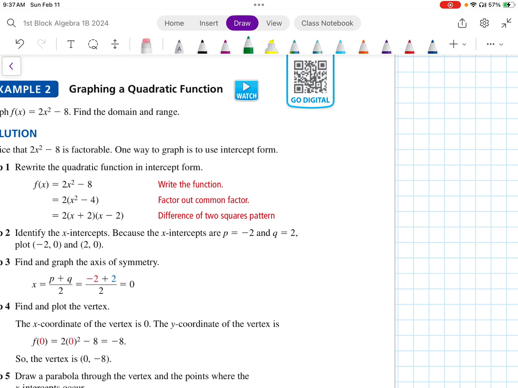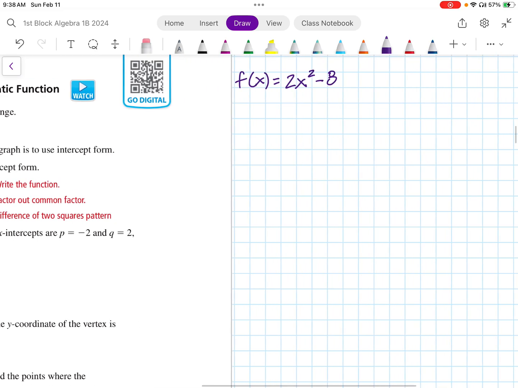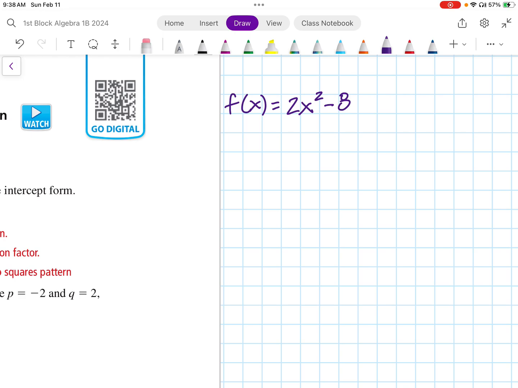Okay, so our problem is, what color? I'm going to use purple. f of x equals 2x squared minus 8. We want to graph and find the domain and range. So the first thing I'm going to look at is, can I factor this? Yes, I can. So first we look for a GCF. Is there any number that 2x squared and 8 have in common? 2. So we factor out 2.